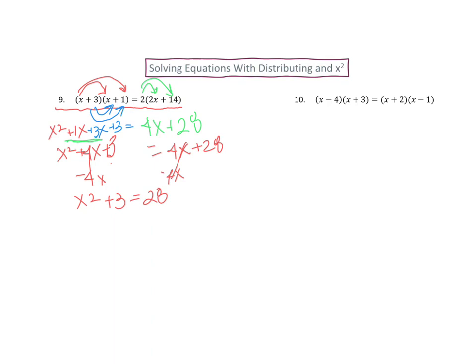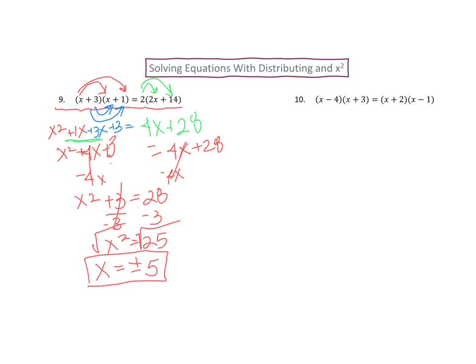Now, I got to get rid of this 3. What's the opposite of positive 3? If you said negative 3, you are so right. This goes away. I bring down my x squared. 28 minus 3 is 25. Now what do I do? If you said square root both sides, you are today's winner. Here we go. I square root this side, and I square root that side. The square root of x squared is x. The square root of 25 is what? If you said plus or minus 5, you're absolutely right.